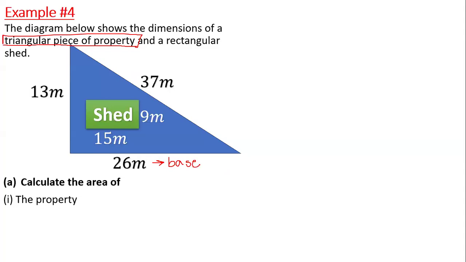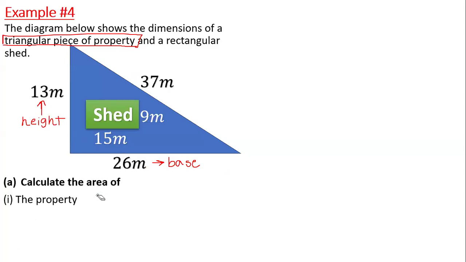The base is 26 meters. We know what the height is. The height is 13 meters. And so that means that we have all the information that we need. We have the base and we have the height. What's the formula for the area of a triangle? Base times height divided by 2. Very good.